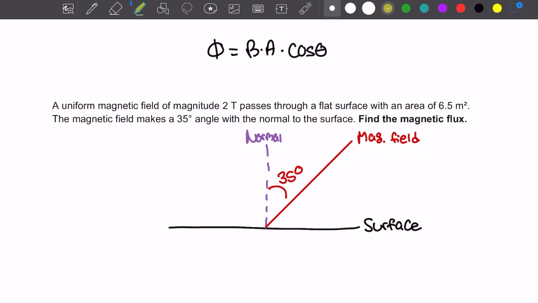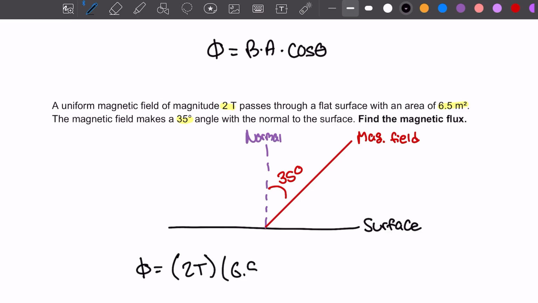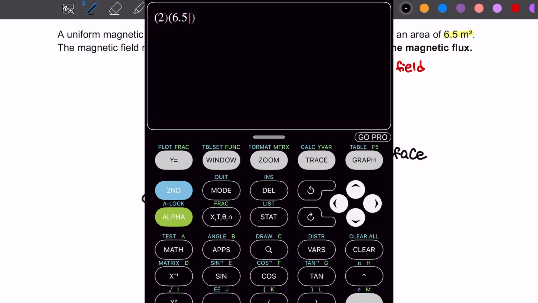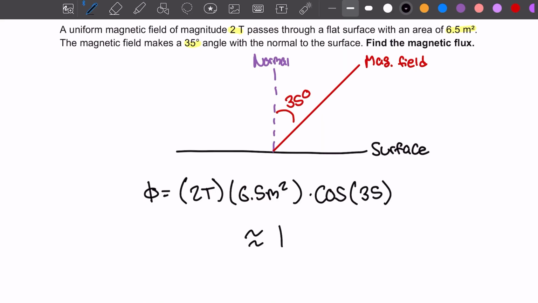Now we have to find the magnetic flux. We have our B, we have our area, and we have our theta. Let's just plug everything into the equation. Phi equals 2 teslas times 6.5 meters squared times cosine 35. We're going to plug this into our calculator, and we're going to get roughly 10.65 Webers.